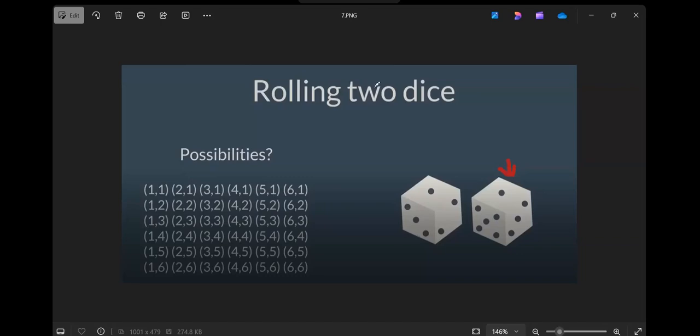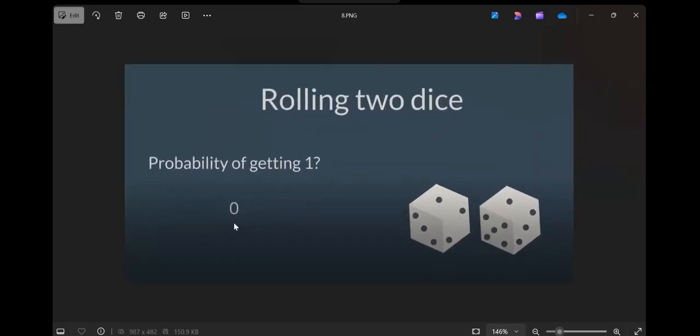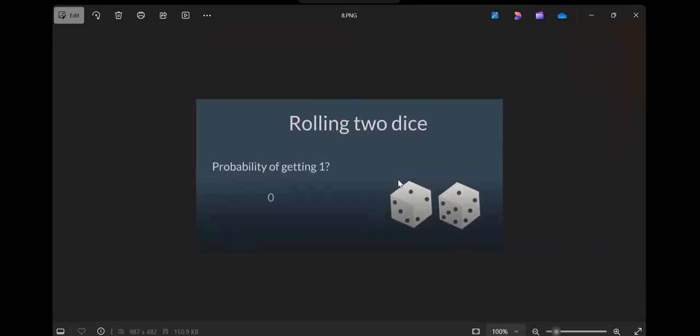So what is my question? Just have a look at this. Rolling two dice, the probability of getting 1 is 0. So whoever said 0, they're right, the rest of them are wrong. When you have two dice, would you get 1? The minimum you can get is 1 and 1, that's 2. So guys, you got your answer? Everybody? Yes. Now, can you tell me what is the probability of getting 2?